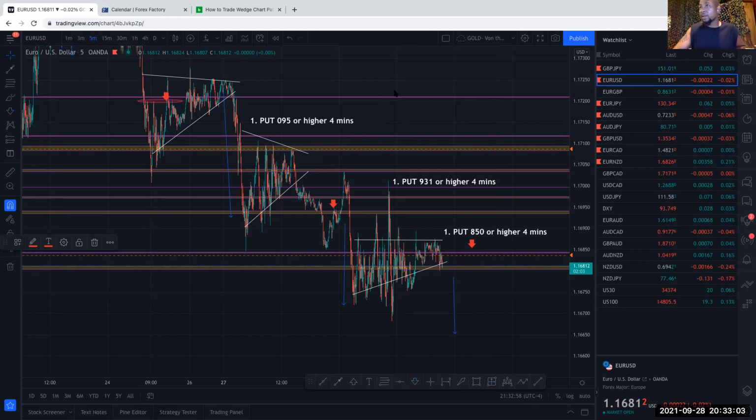All right, I'm going to go ahead and share my other screen now and go over the falling wedge real quick.